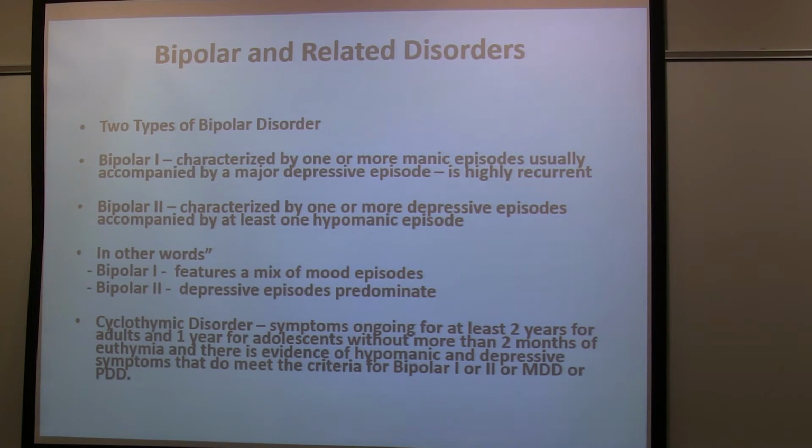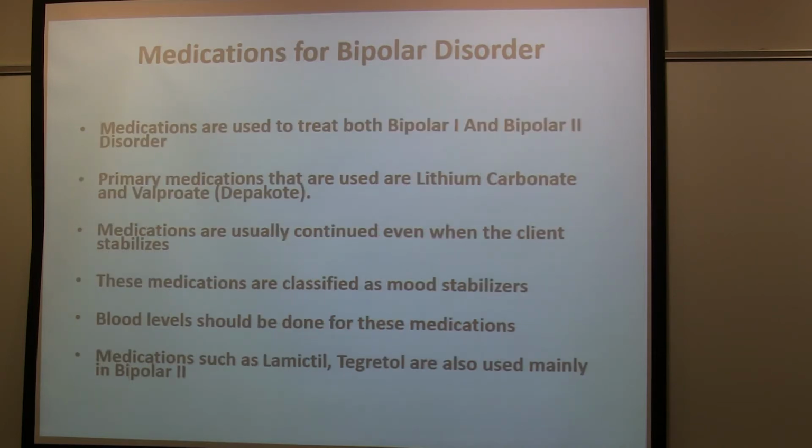However, again, you cannot have more than 2 months of feeling normal, and there is evidence of hypomanic and depressive symptoms that do not meet the criteria for bipolar 1 or 2 or major depressive disorder, or persistent depressive disorder. So if it doesn't meet the criteria, then this diagnosis can be given if the symptoms have been present for 2 years. And remember, only 1 year for adolescents.